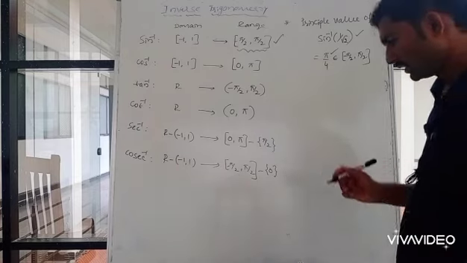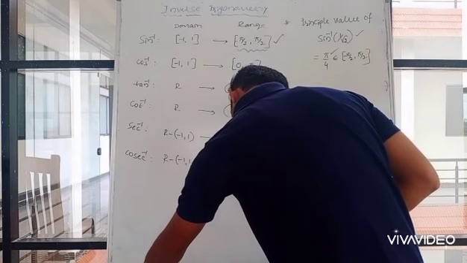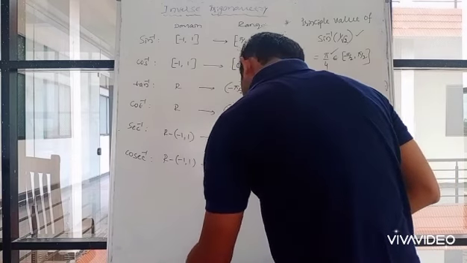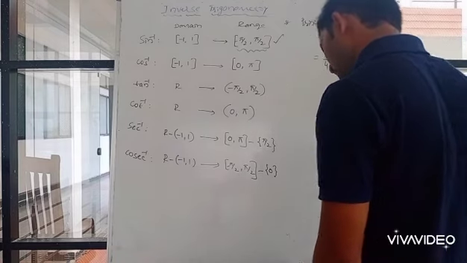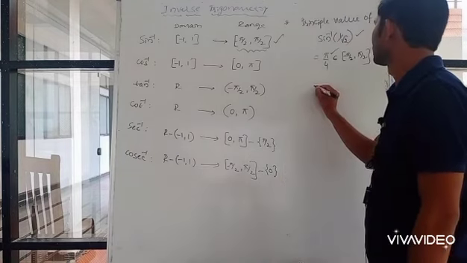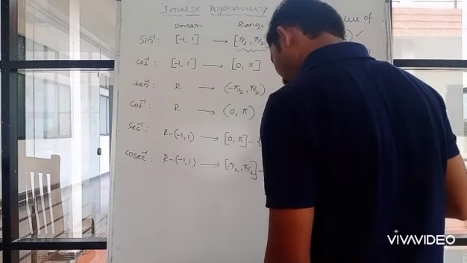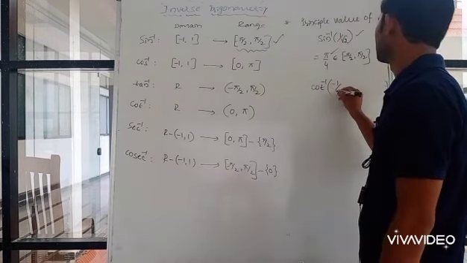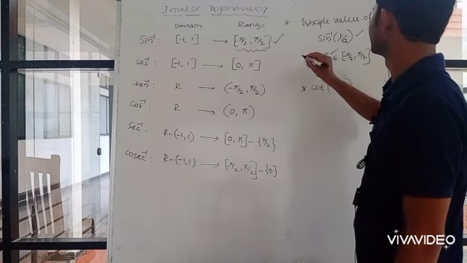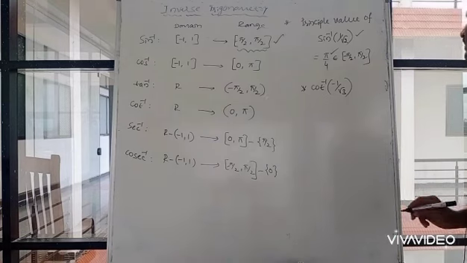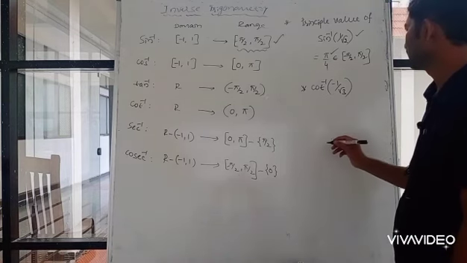Let us consider one more example. Find the principal value of cot inverse of minus 1 by root 3. Next example, the principal value of cot inverse of minus 1 by root 3.